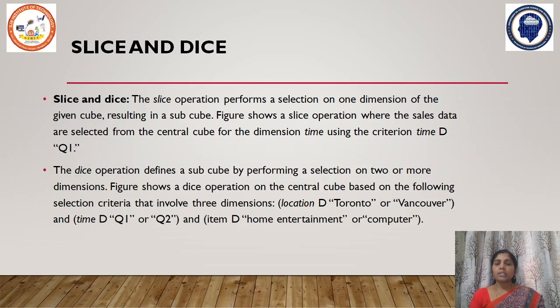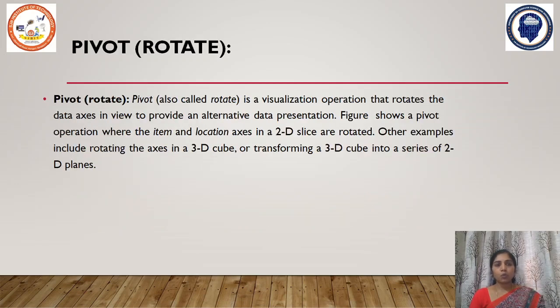So other OLAP operations are drill across and drill through. Drill across executes queries involving more than one fact table. Drill through operation uses relational SQL facilities to drill through the bottom level of the data cube down to its backend relational tables.